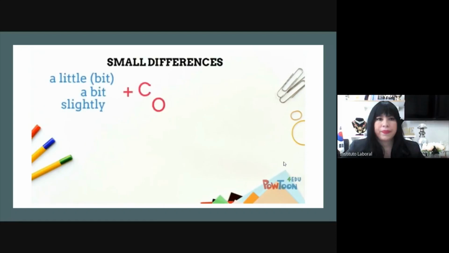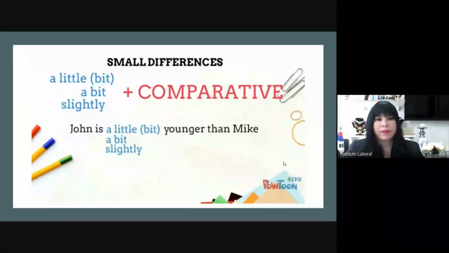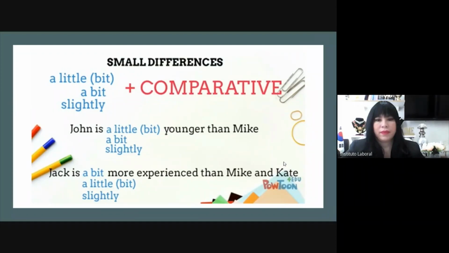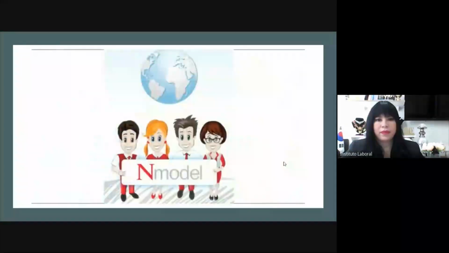When we talk about small differences, we use the words a bit, a little, and slightly before the comparative. For example, Jack is a little younger than Mike. Jack is a bit younger than Mike. Jack is slightly younger than Mike. Jack is a bit more experienced than Mike and Kate. Jack is a little bit more experienced than Mike and Kate. Jack is slightly more experienced than Mike and Kate.